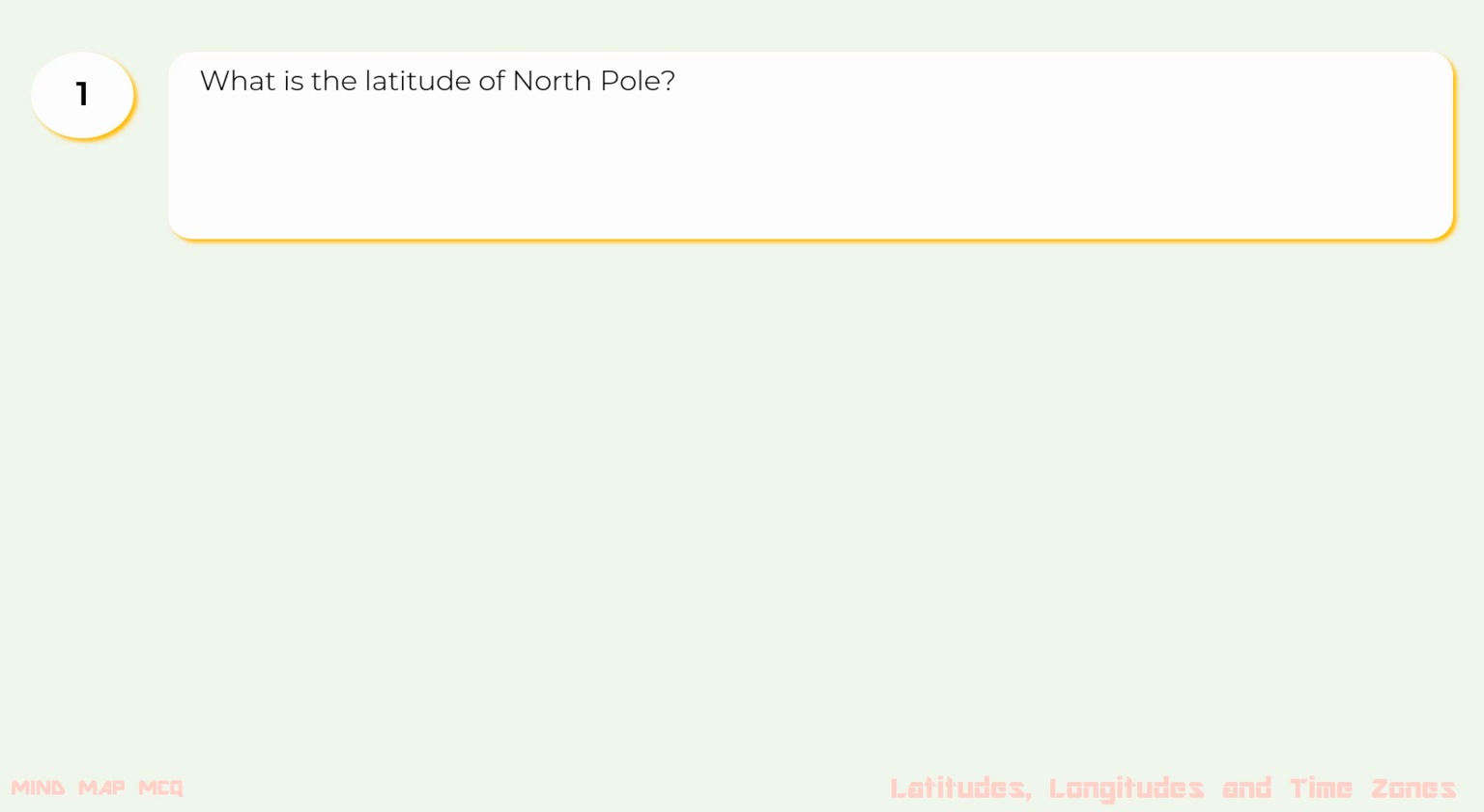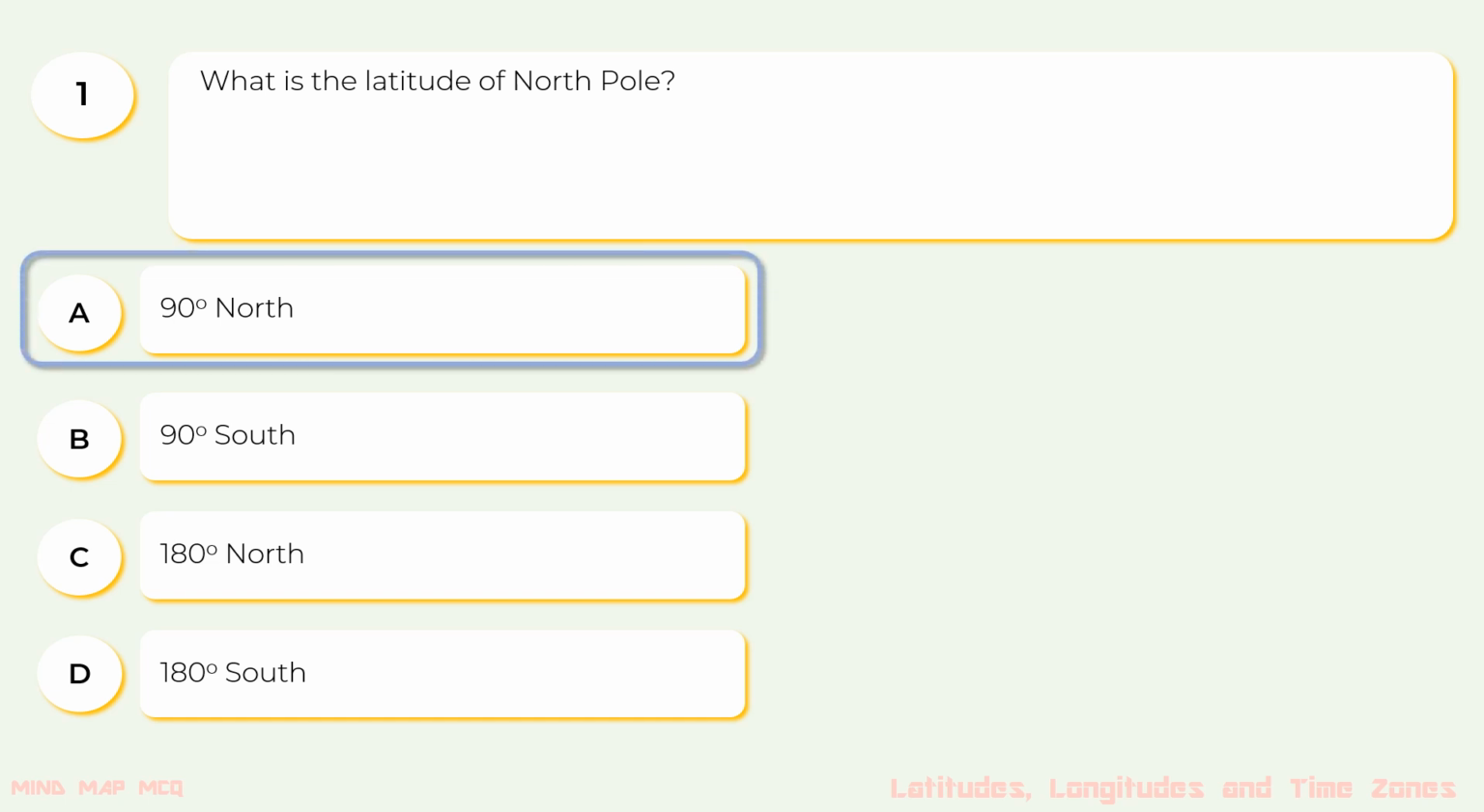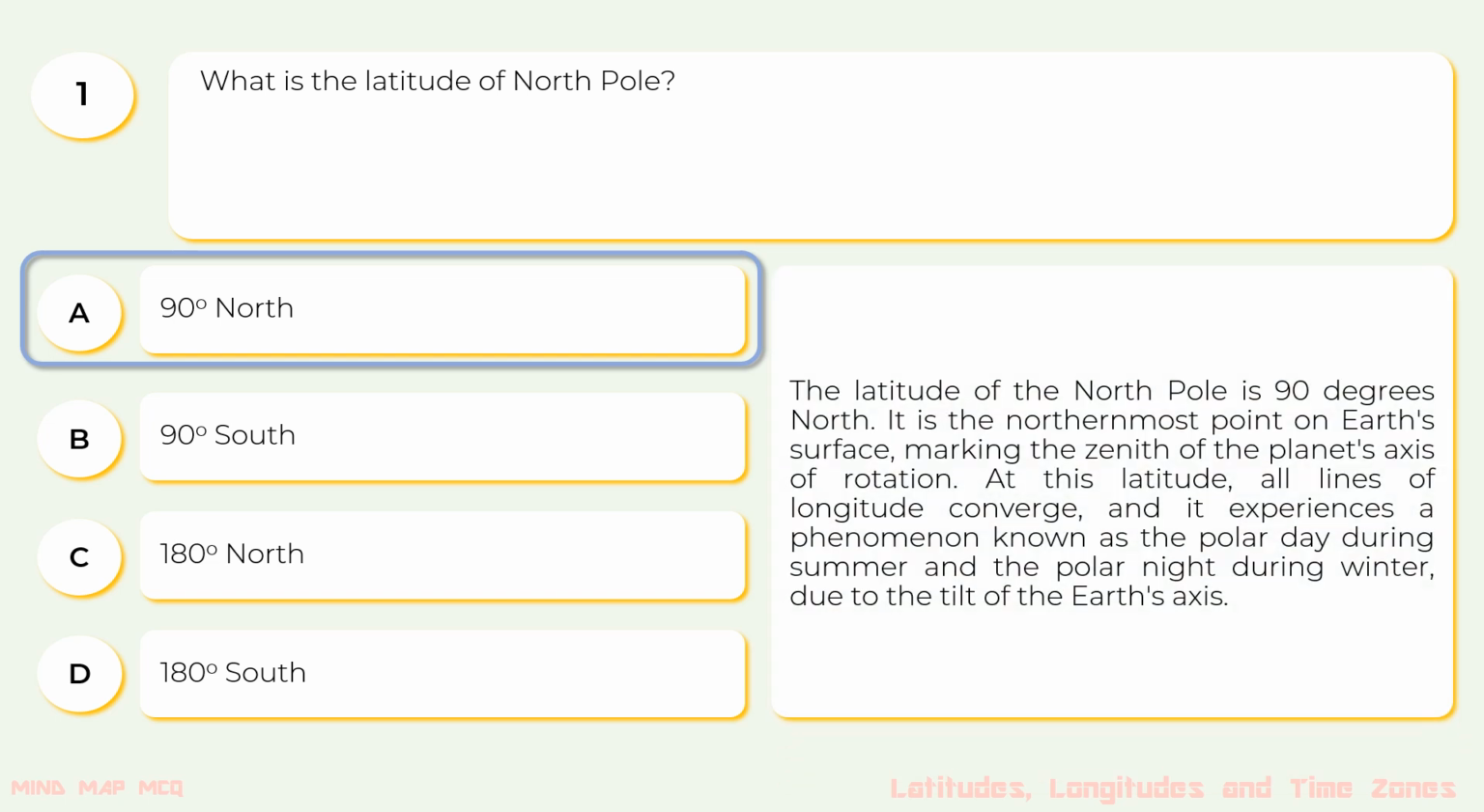What is the latitude of the North Pole? The options are A, 90 degree north, B, 90 degree south, C, 180 degree north, D, 180 degree south. The correct option is A, 90 degree north. The latitude of the North Pole is 90 degrees north.